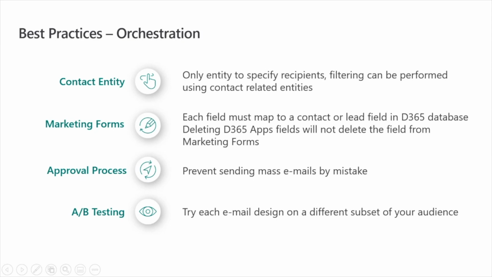And we have the A/B testing recommendation. One of the ways to find out which email design will produce the best result is to try each email design on a different subset of the audience, okay? And then analyze interaction records to see how each email design is perceived by our customers. So you can see which one got the most clicks, which one got the most interaction, and then you can go for that one.